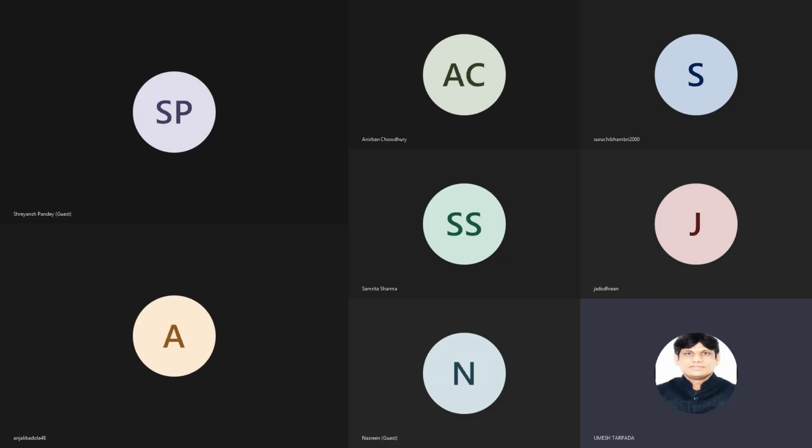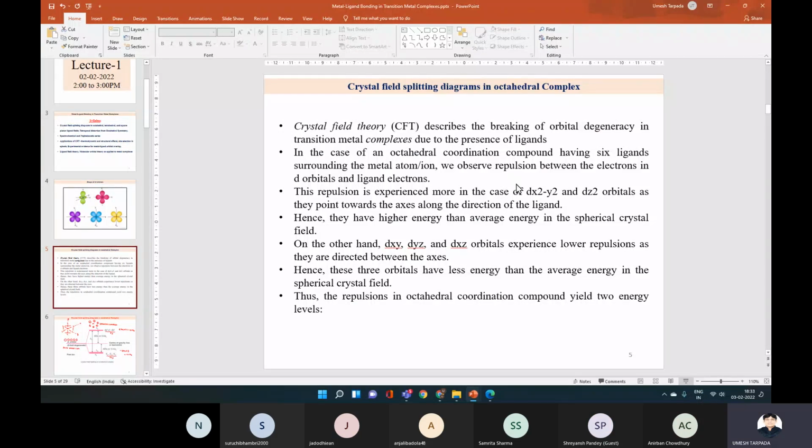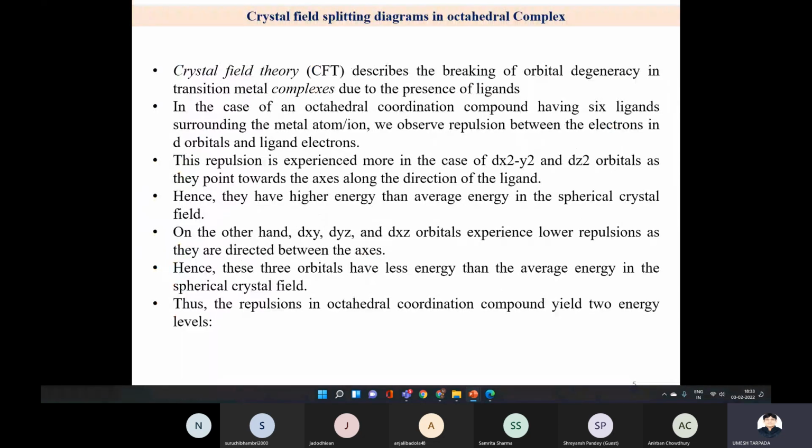Crystal field stabilization energy. Now, CFT, crystal field splitting, is this: whenever you have a free metal ion, there is no splitting. But when a ligand approaches the metal, when the ligand comes close to the metal, you get a crystal field splitting. So crystal field theory is basically on the basis of a breakdown of degeneracy.